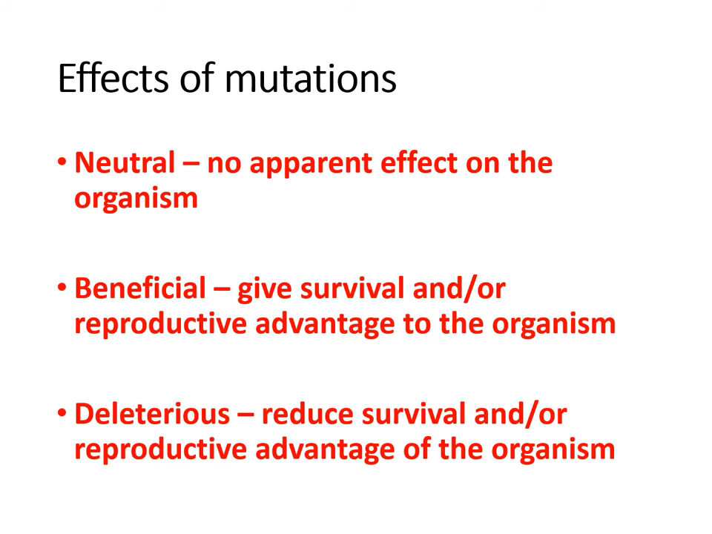There are three possible effects of mutation. The best case scenario, for the most part, is to have a neutral mutation. In a neutral mutation, there are no apparent effects on the organism. You wouldn't even know you had the mutation. There's a change in genetic code, but it doesn't result in any effect at all. And that's possible because of a fail-safe in your DNA code, which we're not going to go into at this moment.